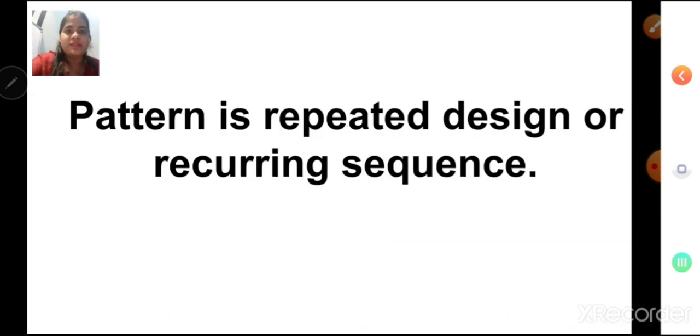Children, what is a pattern? A pattern is simply a repeated design or recurring sequence. So children, our next topic after multiplication facts is patterns. Patterns in multiplication tables. We have to find out the different multiplication patterns in the given table. Children, now I am going to show you how we get a pattern if we multiply any number by 11.